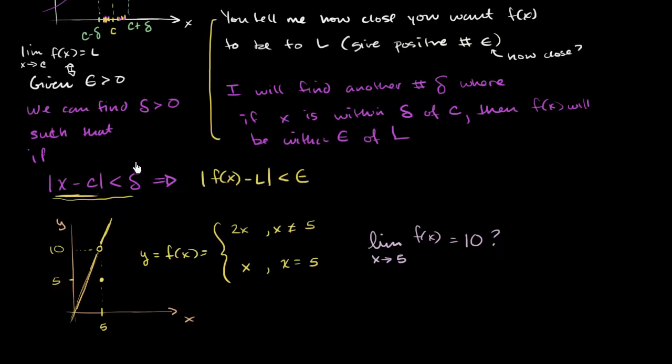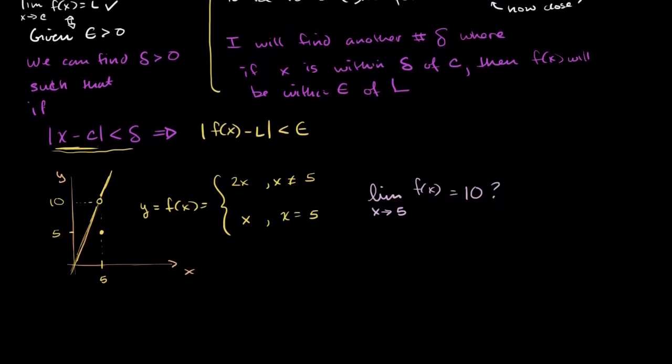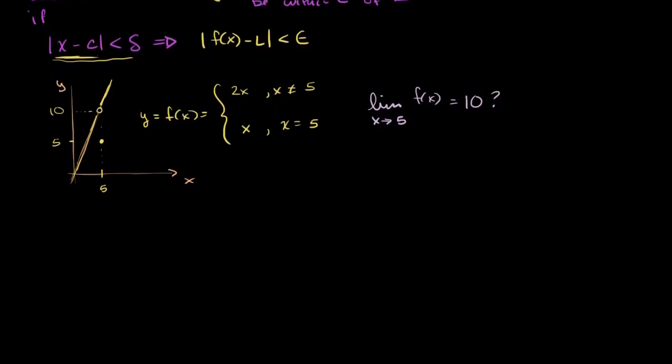If we can find a delta for any epsilon, then we can say that this is indeed the limit of f of x as x approaches c. Now, I know what you're thinking. This seems all very abstract. I want to somehow use this thing. And what we will do in this video is use it to rigorously prove that a limit actually exists.